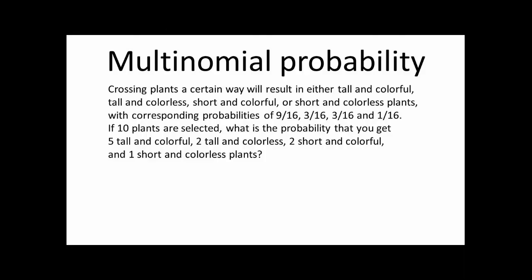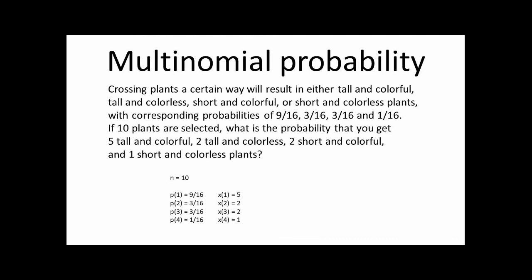Crossing plants a certain way will result in either tall and colorful, tall and colorless, short and colorful, or short and colorless plants with corresponding probabilities of 9 over 16, 3 over 16, 3 over 16, and 1 over 16. Now, if 10 plants are selected, what is the probability that you get 5 tall and colorful, 2 tall and colorless, 2 short and colorful, and 1 short and colorless plant? Here, there are more than 2 outcomes, hence the multinomial in the name.